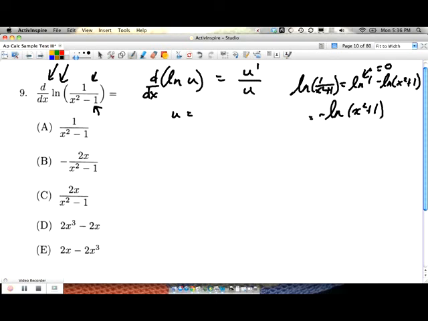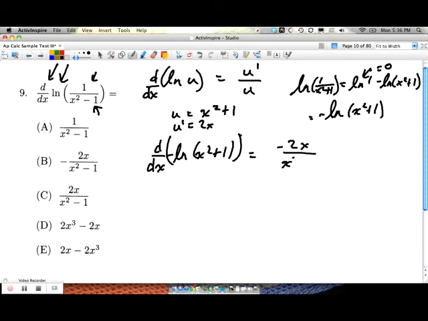So I'm going to take the derivative of that, the derivative with respect to x of natural log x squared plus 1, and this is a negative. So u then is that piece inside, which is x squared plus 1. Then u prime, or the derivative of that function, is just 2x. So the derivative of this is going to be 2x with a negative over x squared plus 1. Where did this negative come from? From right there and here. So it's negative 2x over x squared plus 1.